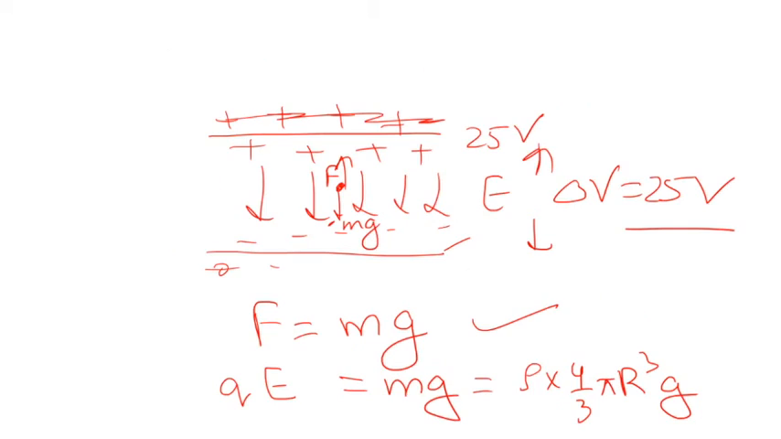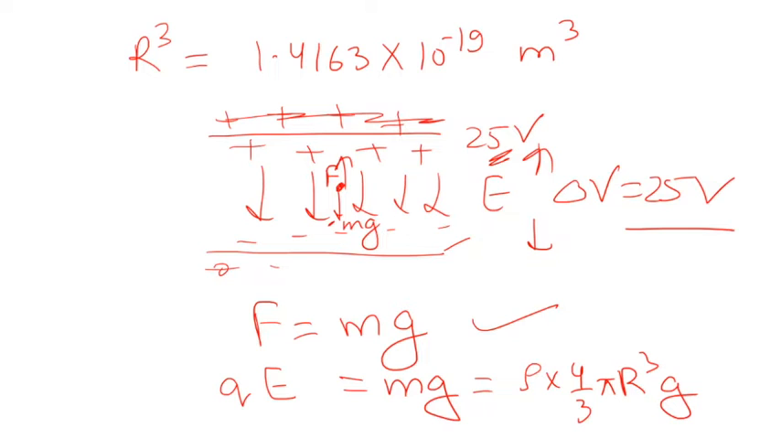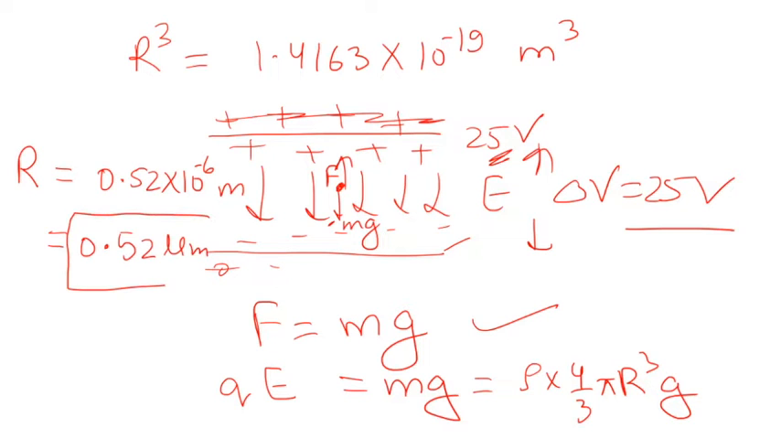When you calculate this, r cube comes out as 1.4163 into 10 to the power minus 19 meter cube. Okay, and when you do the cube root from here, you get r equals 0.52 into 10 to the power minus 6 meters, which is actually equal to 0.52 micrometers. So here you have calculated that the radius of our droplet comes out to be 0.52 micrometers.